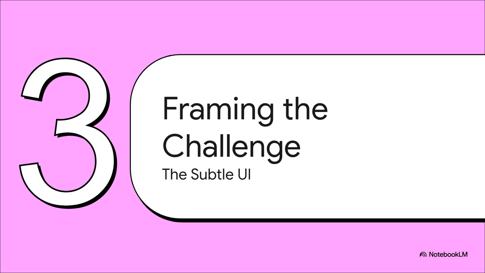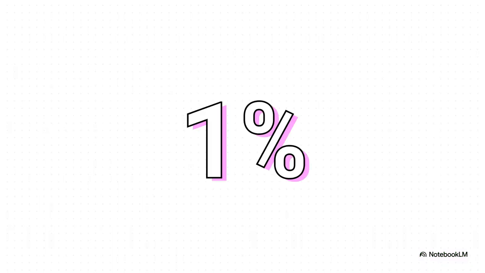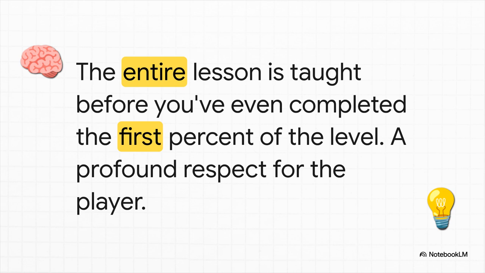But believe it or not, the screen is doing even more work. It's using a really subtle user interface to frame the whole challenge and manage your expectations from the very first second. Okay, look closely at the top of the screen. See that little progress bar? It says 1%. Now, this tiny detail is actually incredibly powerful. It's telling you that this whole lesson, this entire introduction, is happening at the very, very beginning of a much bigger journey. And what that does is show this amazing respect for you, the player. The game teaches you everything you need to know, who you are, what you can do, and what your goal is, all before you've even cleared 1% of the first level. I mean, talk about maximum efficiency.